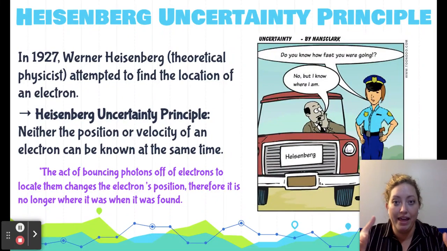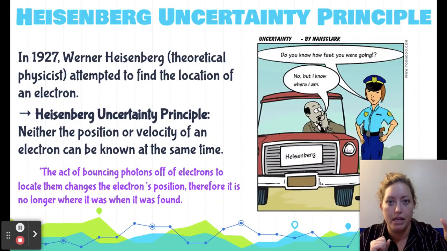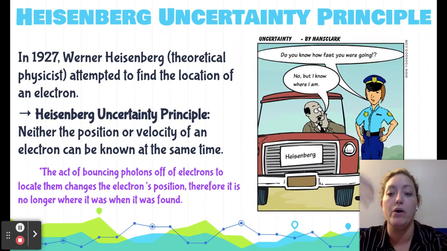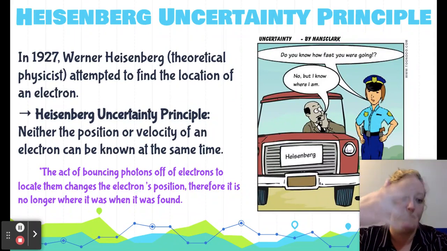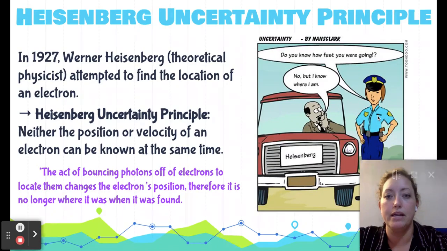In the act of doing that, since electrons are so tiny, you're just going to knock it right out of its orbit. So by the time that information gets back to you about where that electron was, it's no longer there. Okay, so that's the uncertainty principle. You can observe it and figure out how fast it's going, but by the time you figure out its velocity, it's no longer where it was. And if you figure out its position, the act of figuring out the position has changed its position. So you cannot know both.